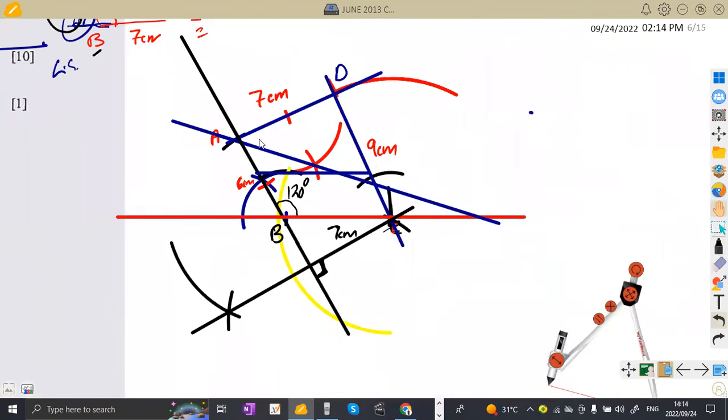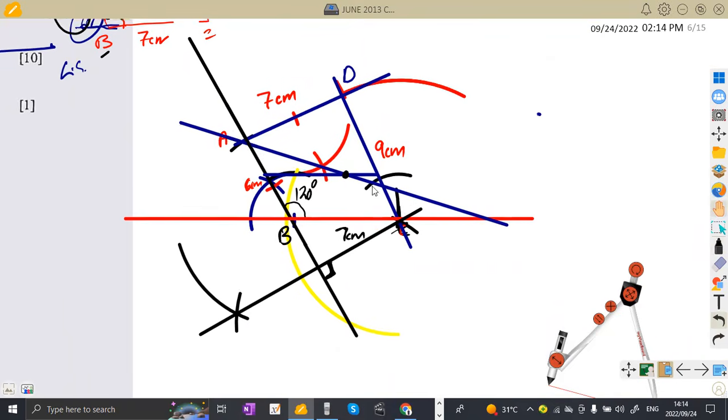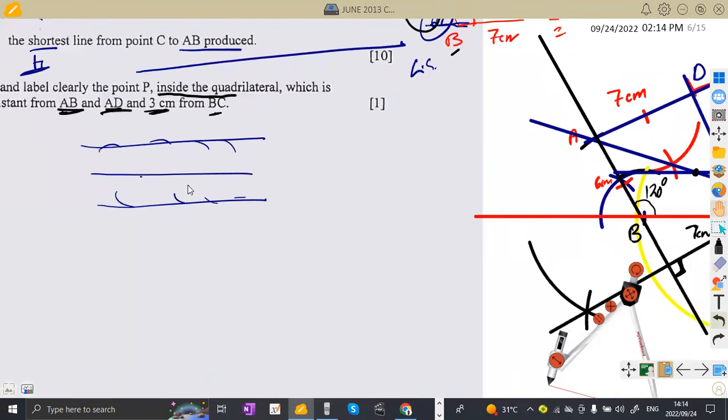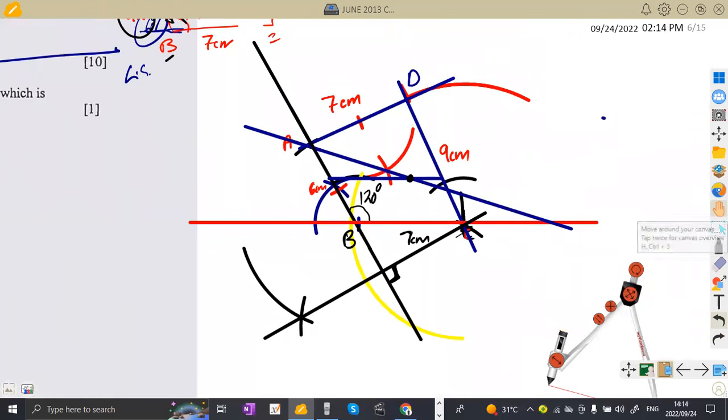So this is what we are talking about. This was the equidistant from AB and AD, which bisected angle A. And this was 3 centimeters from BC, which means we need the point of intersection here. Where these 2 meet, that is where we are going to mark our point. And that point, after naming, we are going to name it P. So they are saying this point is to be referred to as P. So that is where our P is going to be located.